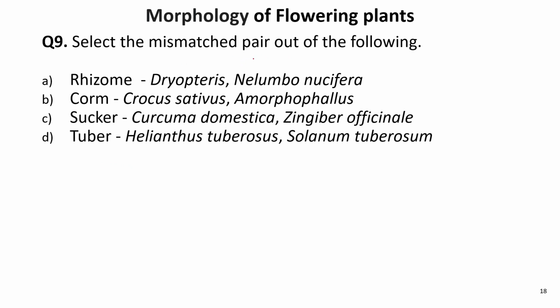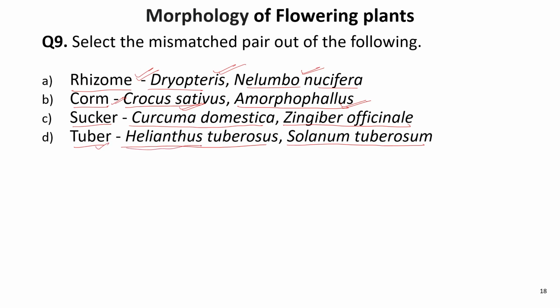Next question. Select the mismatched pair of the following. Rhizome, Dryopteris, Nelumbo nucifera. Corm, Crocus sativus and Amorphophallus. Sucker, Curcuma domestica and Zingiber officinale. Tuber, Helianthus tuberosus and Solanum tuberosum. So yes, rhizome is found in the case of Dryopteris and Nelumbo nucifera. In both the plants, rhizome is found. Corm, Crocus sativus and Amorphophallus. In both, corm is there.